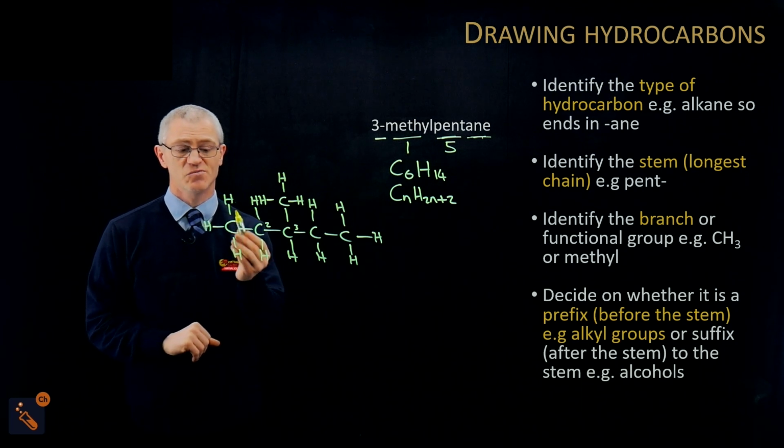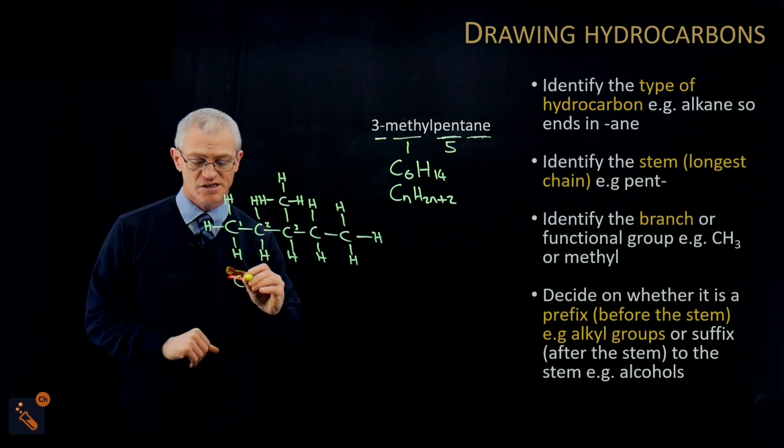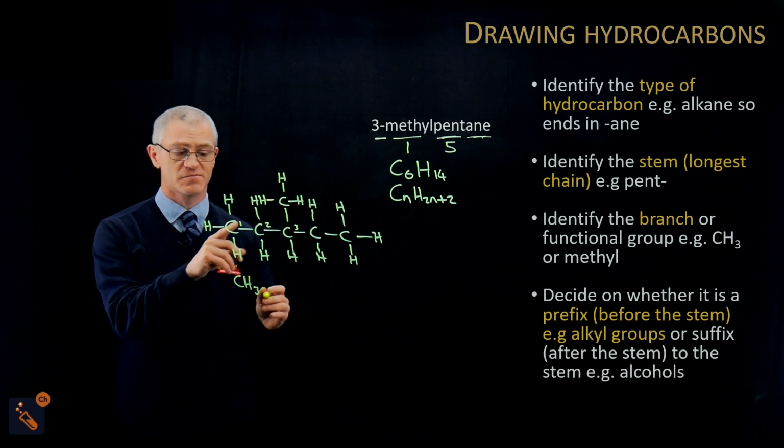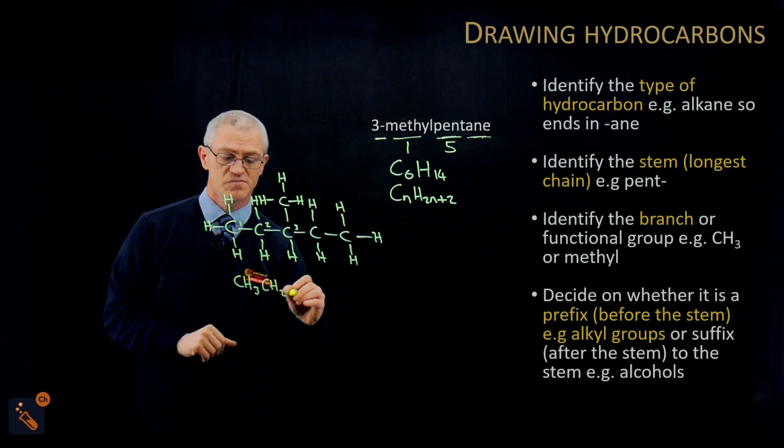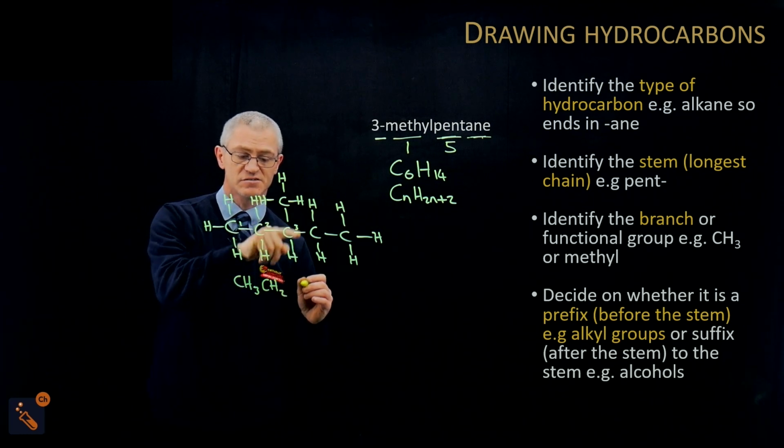Right, from that point we can do structural formula. So we can say, okay, what's on each carbon? There's a CH3 here. There's a CH2, 2 carbons, so 2 hydrogens, sorry. Then there's a CH. You can see a CH there.